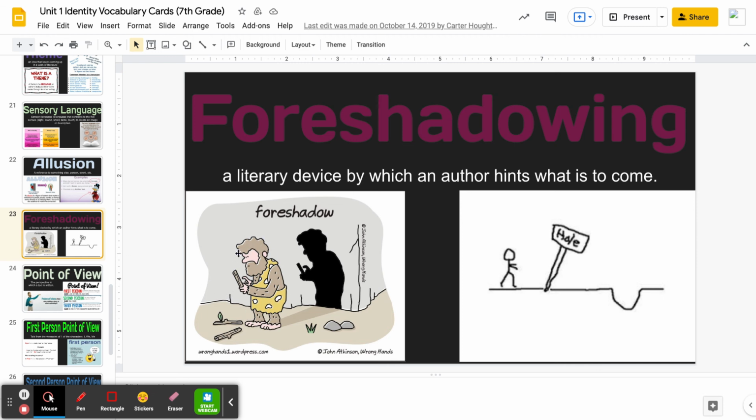In this, we have a caveman kind of texting on a stick. And then in his shadow, we have a more civilized man who appears to have a phone. So this kind of foreshadows the future. I thought this one is kind of funny. So we got a stick figure foreshadowing for the hole that's coming up.